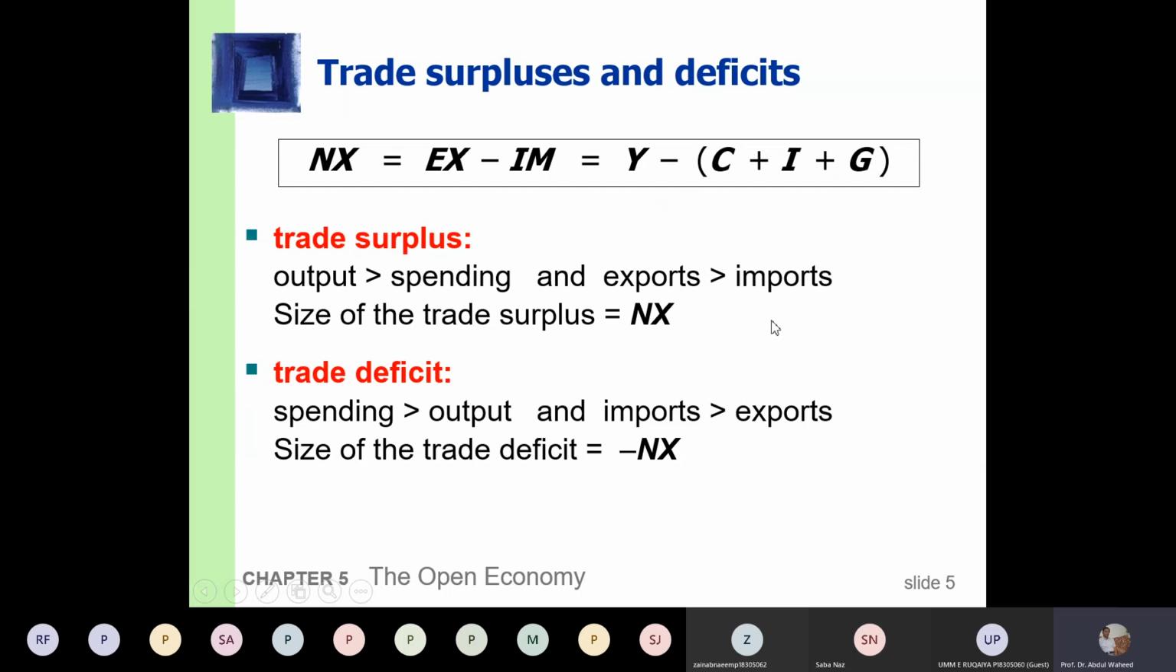output produced. So in the case of Pakistan, what situation do we have? Do we have a trade surplus or a trade deficit? Yes, we have a trade deficit because our imports are more than exports. So this means our spending is more than our output which is produced. That's why we have a trade deficit.